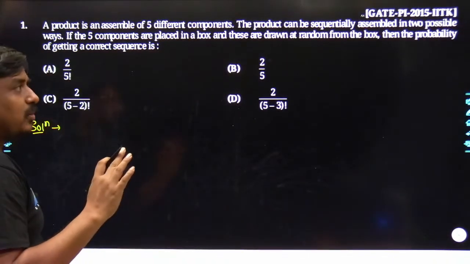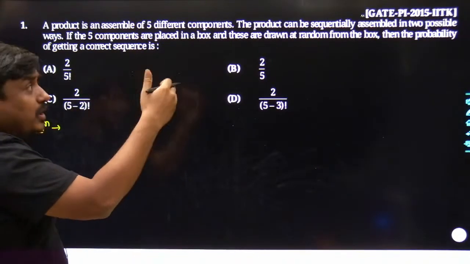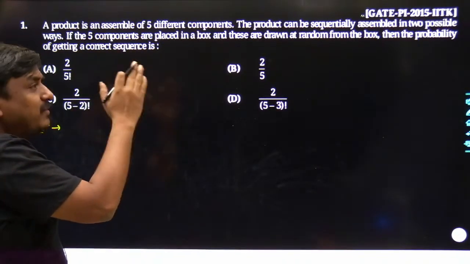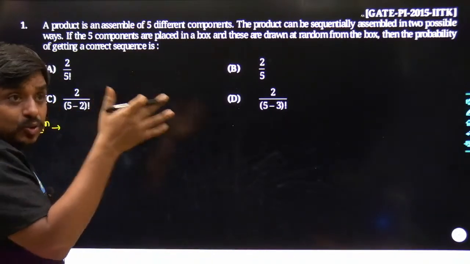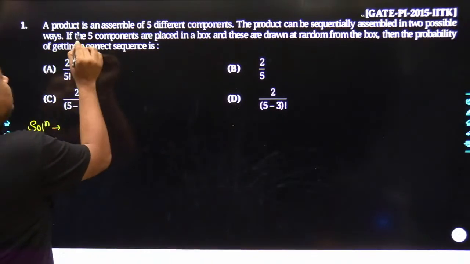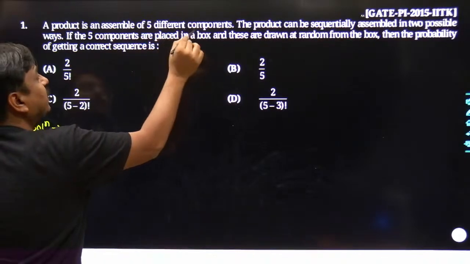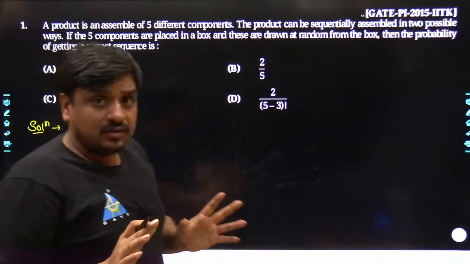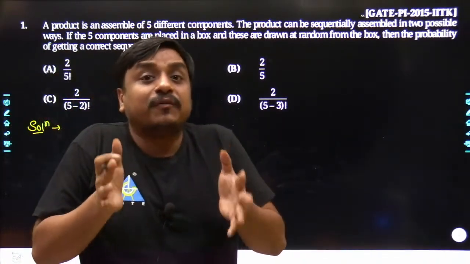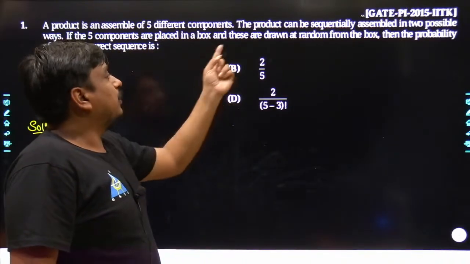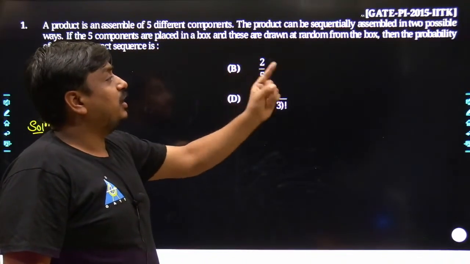Once we read this problem, let me crack a few of the important words involved within the problem, and we'll try to understand the concept behind those important words. A product is an assembly of 5 different components. That means the finished product is the combination of the 5 different components. That's fine, sir. The product can be sequentially assembled in two possible ways.